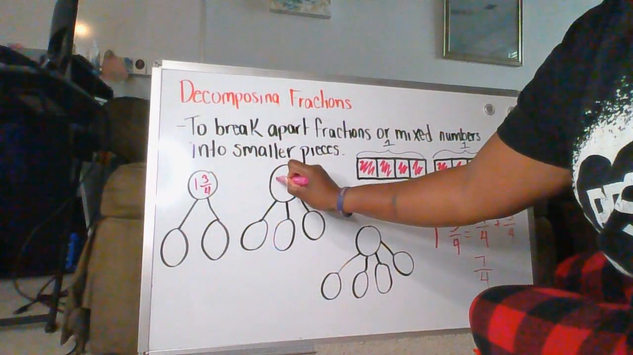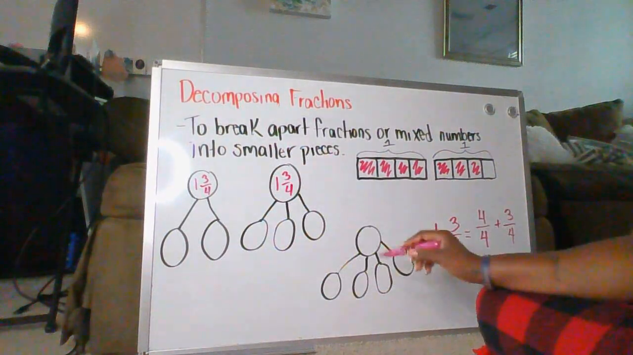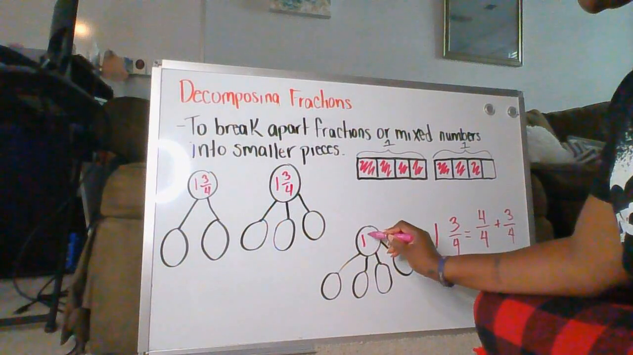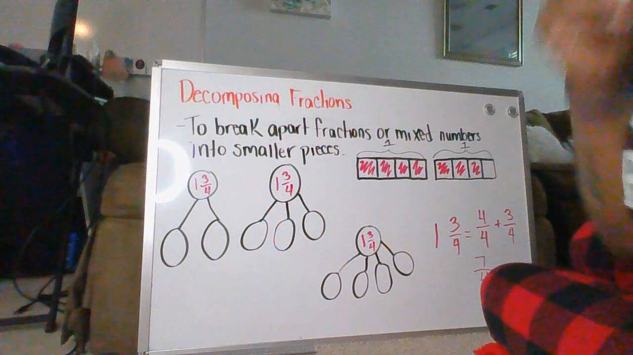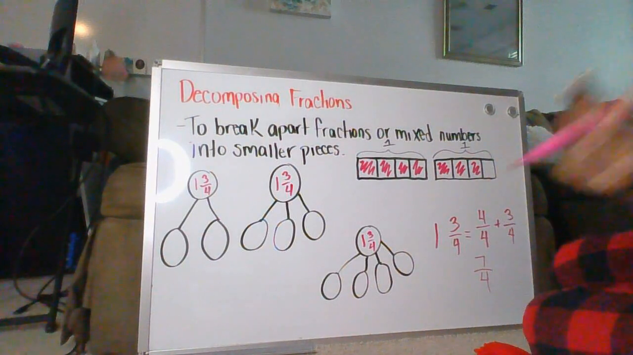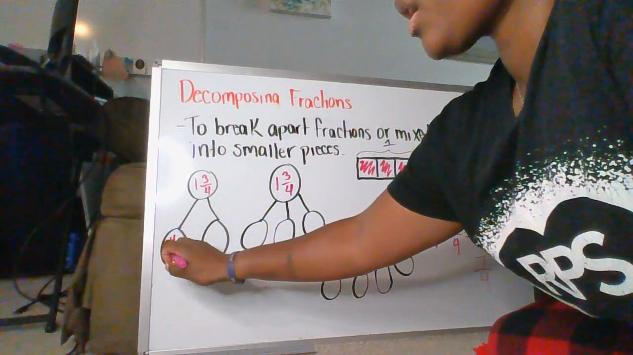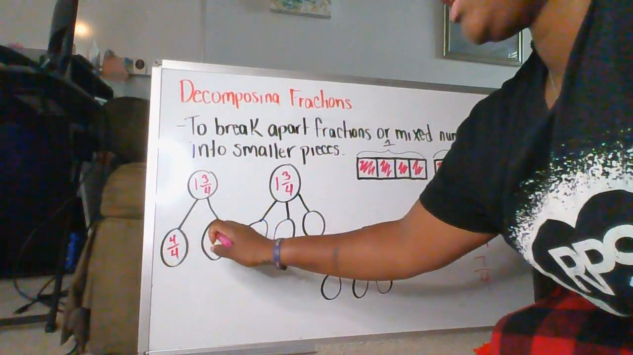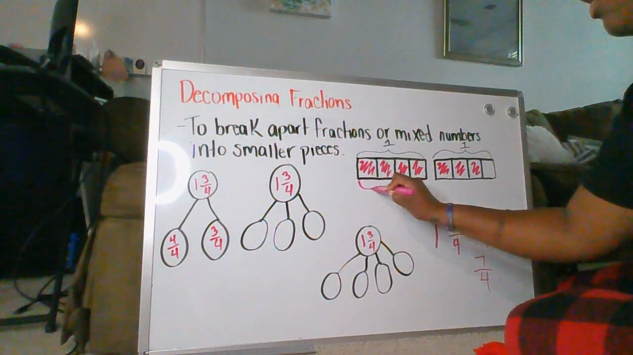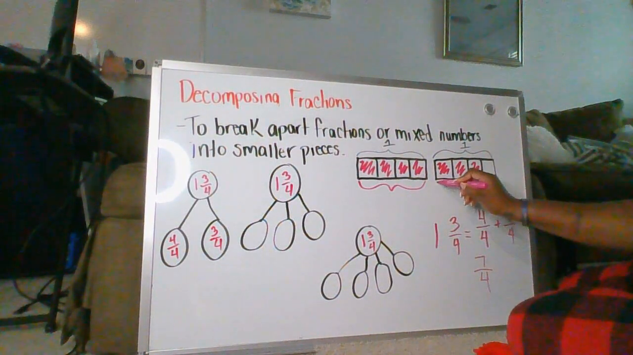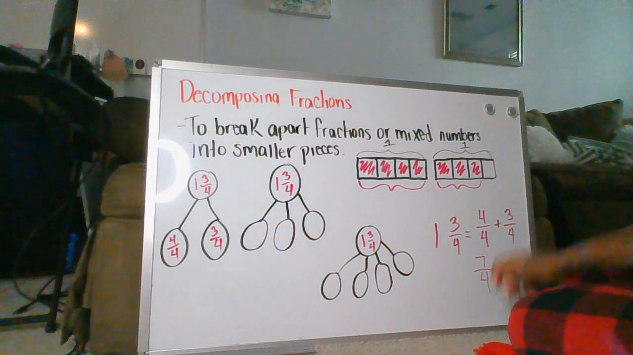Then we can decompose 1 3/4 using 3 numbers. And then we could also do 1 3/4 using 4 different numbers. Okay? So the first one, we can go ahead and say that it is 4/4 plus 3/4. And how I got that was all 4 of these plus all 3 of these. Okay? That's one way.